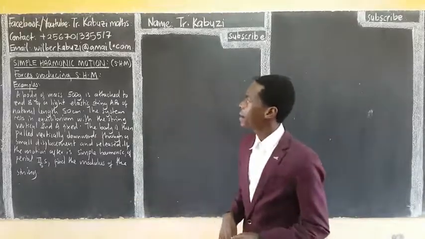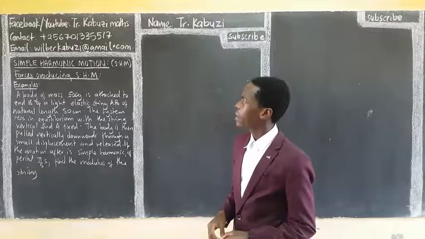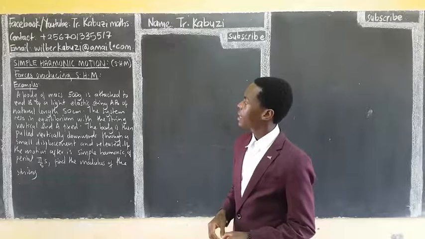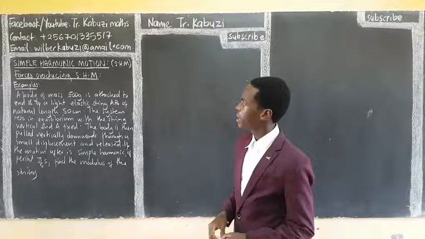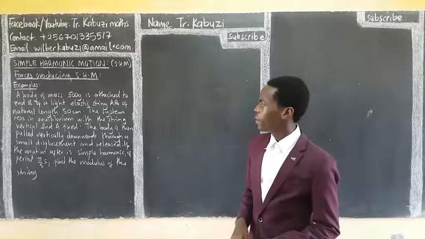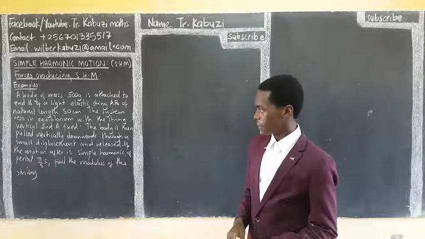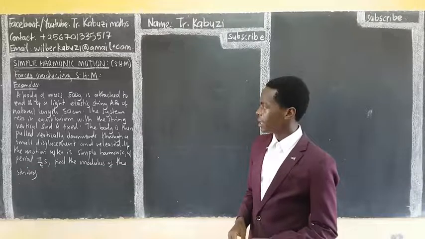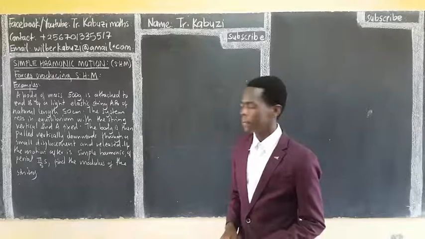A body of mass 500 grams is attached to end B of a light elastic string AB of natural length 50 centimeters. The system rests in equilibrium with the string vertical and end A fixed. The body is then pulled vertically downwards through a small displacement and released. If the motion after is simple harmonic of period pi over 5 seconds, find the modulus of the string.